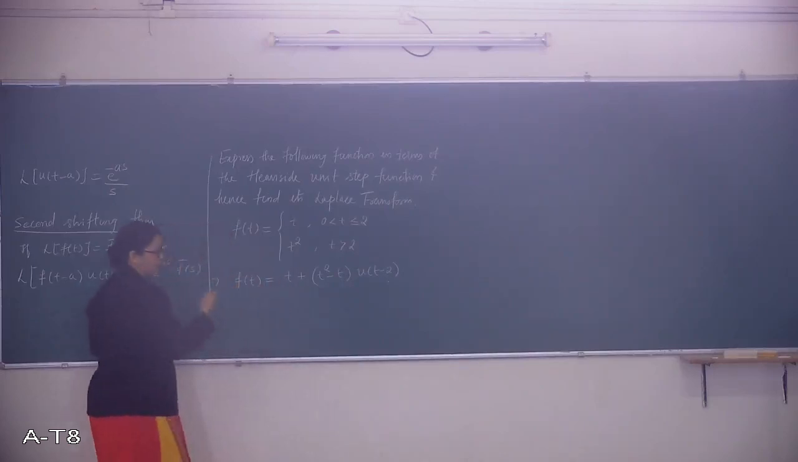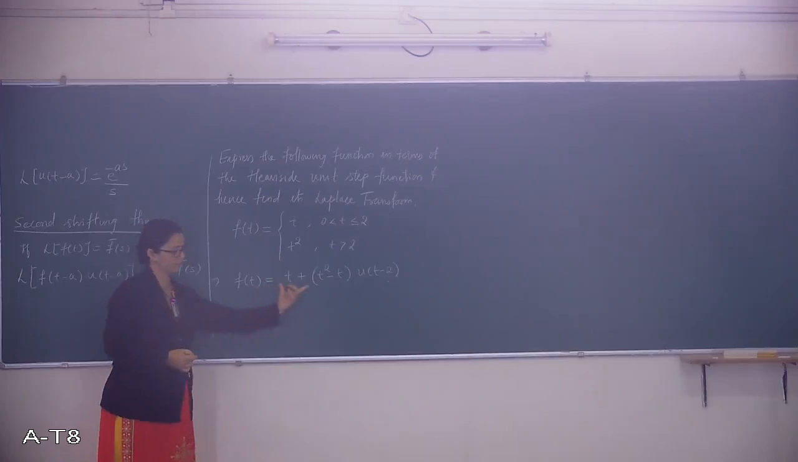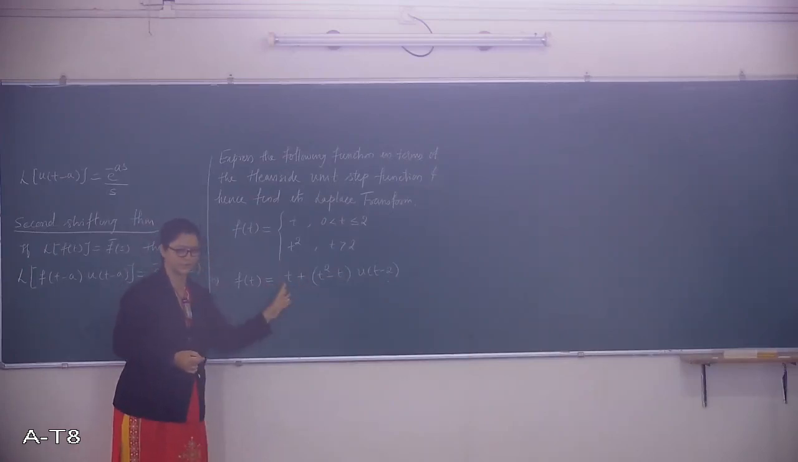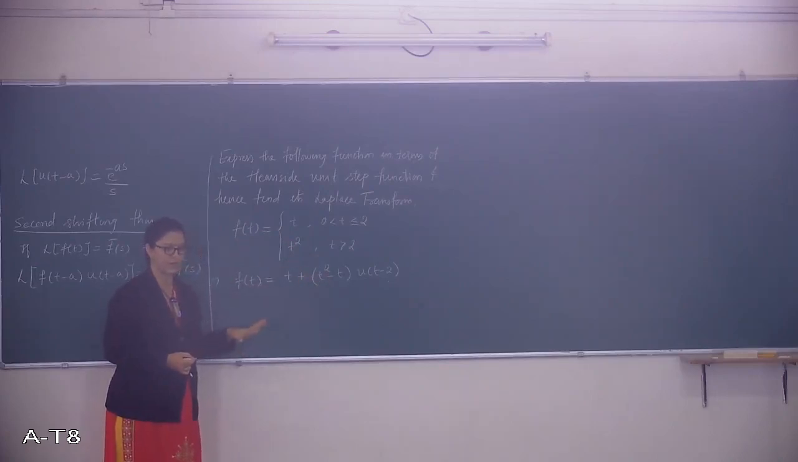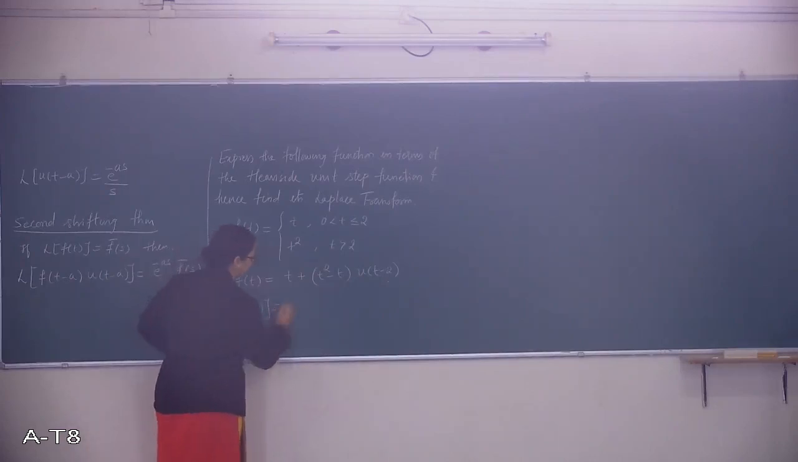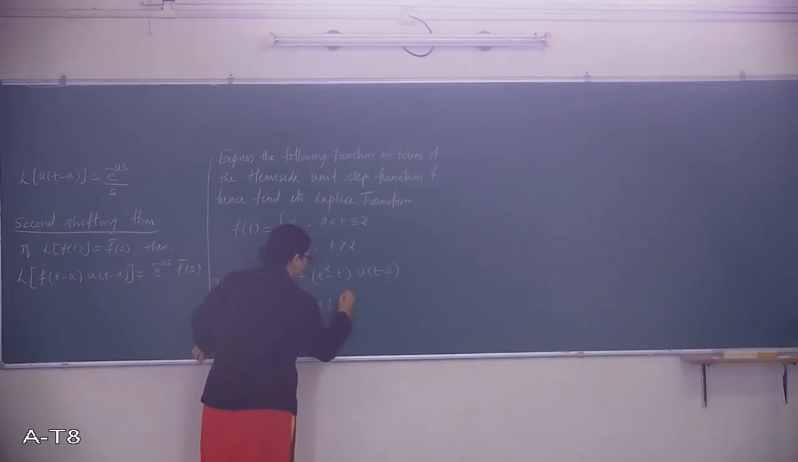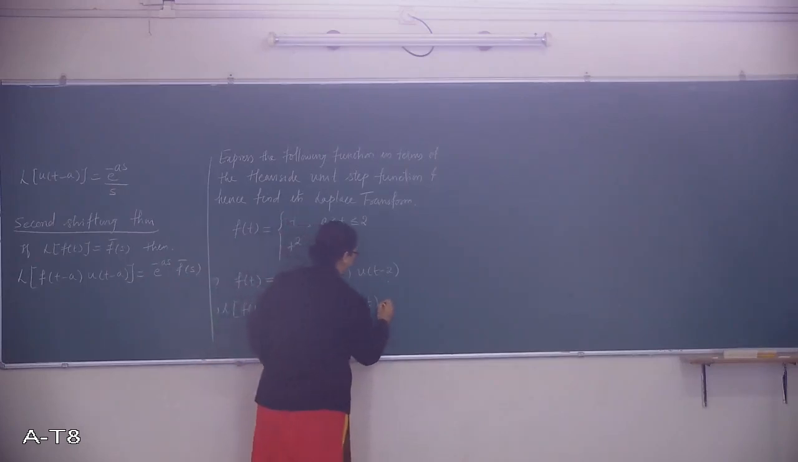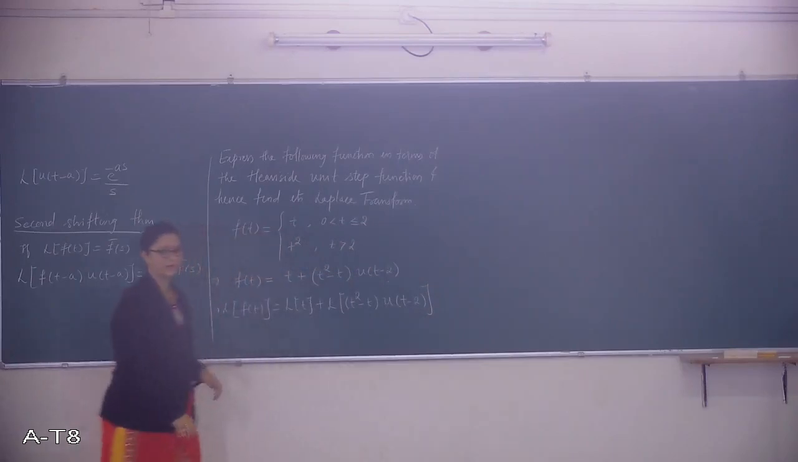Next, now we take the Laplace transform. We expressed this f of t in terms of the unit step function, so now we can take its Laplace transform. Applying the Laplace transform on both sides, the Laplace transform of f of t is equal to the Laplace transform of t plus the Laplace transform of t square minus t into u of t minus 2. This is what you get.